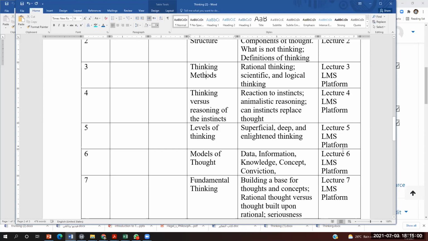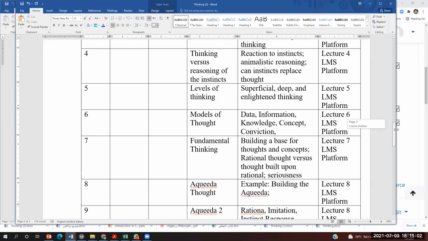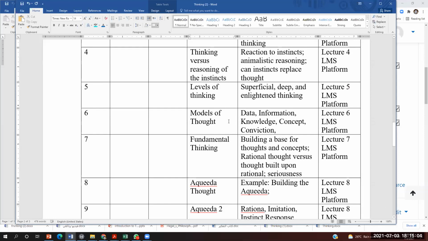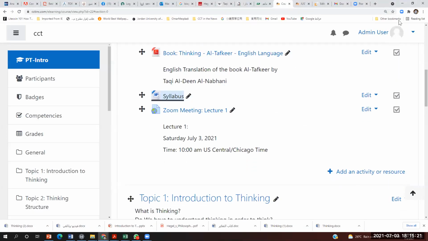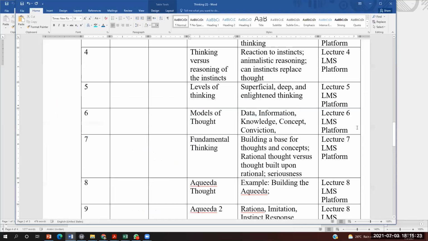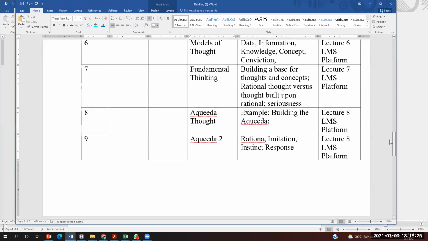Talk about some models of thought. What are the models in general? Once we understand what thinking is and what the methods of thinking are, then we'll develop together a model. And then we'll talk about fundamental thinking, or thinking about basis. That's the issue, and that's where we start. That's when we start talking about using our methodology of thought for the Aqidah issue.